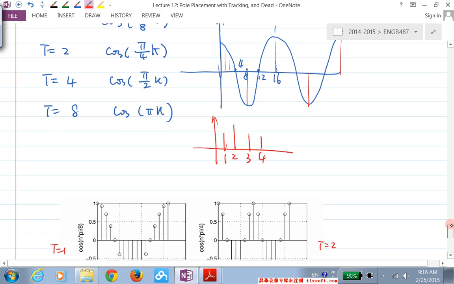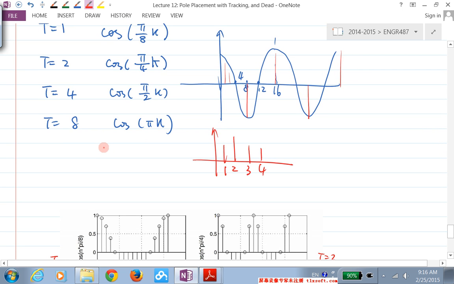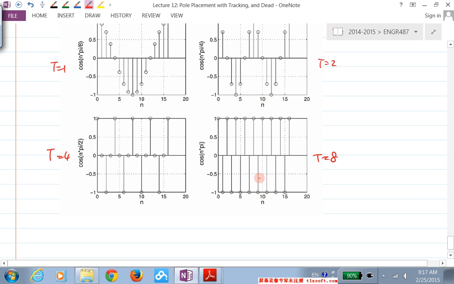As a matter of fact, what is cosine pi k? What is the value of cosine pi? Cosine pi equals -1, right? And what is cosine 2 pi? It's 1. So this is actually (-1) to the power of k, right? So this guy has the highest frequency.